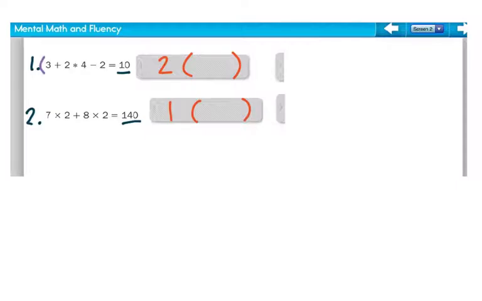So if I put 3 and 2 in parentheses, that equals 5. What would I need to multiply 5 by to get 10? 2. So if I solve 4 minus 2 is 2, then multiply 5 times 2, I get 10. And in number 2, I only need 1 set of parentheses. If I add 2 plus 8, which is 10, then I start left to right. 7 times 10 is 70, and 70 times 2 is 140.